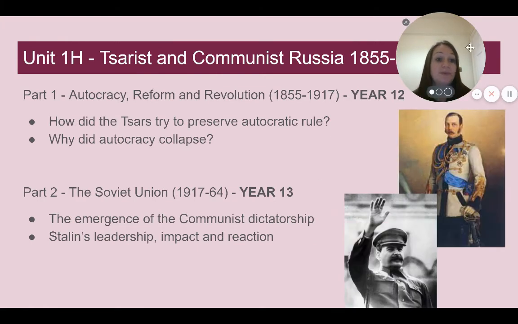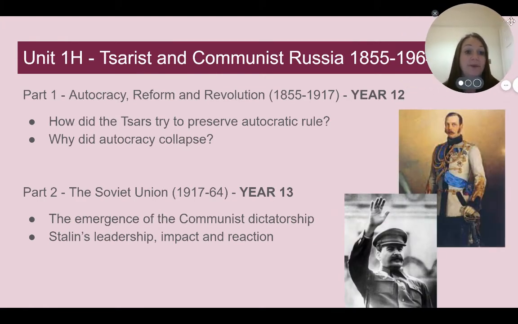So the first part, I'm just going to move out of the way a little bit. The first paper, Paper 1, like I said, we look at Tsarist and Communist Russia from 1855 through to 1964. Year 12 looks at Tsarist Russia and the last three Tsars. And essentially what we're trying to do is to work out, how did the Tsars rule Russia and why did it all go so horribly wrong?